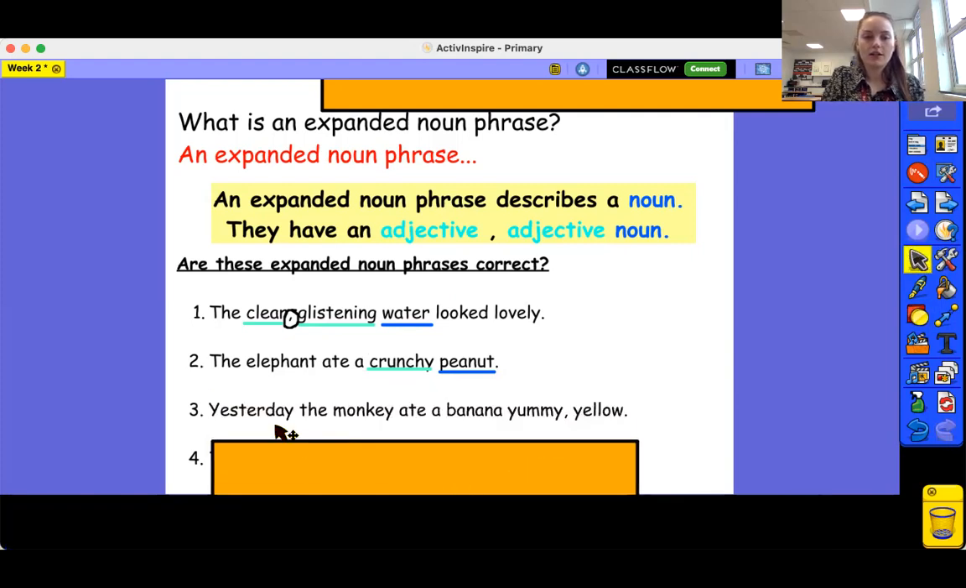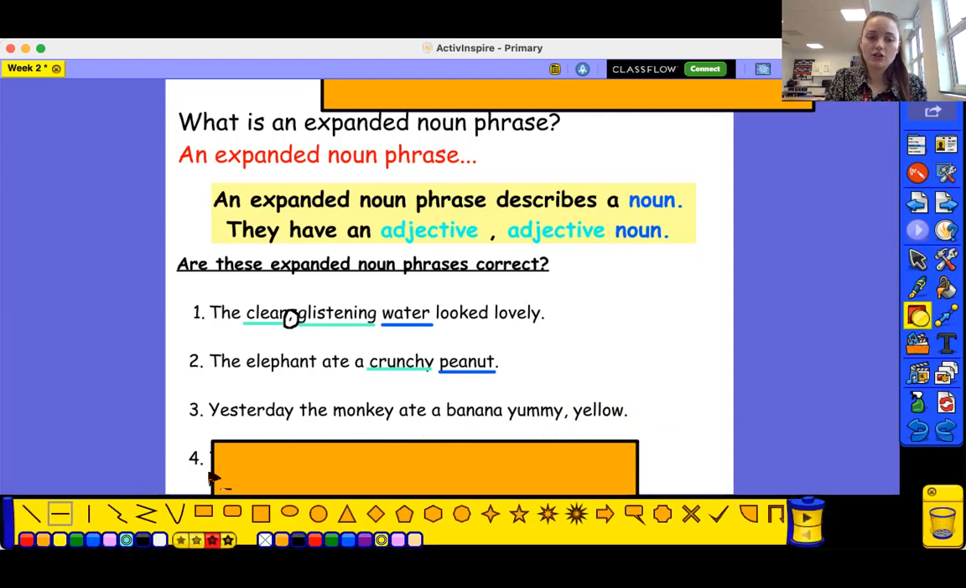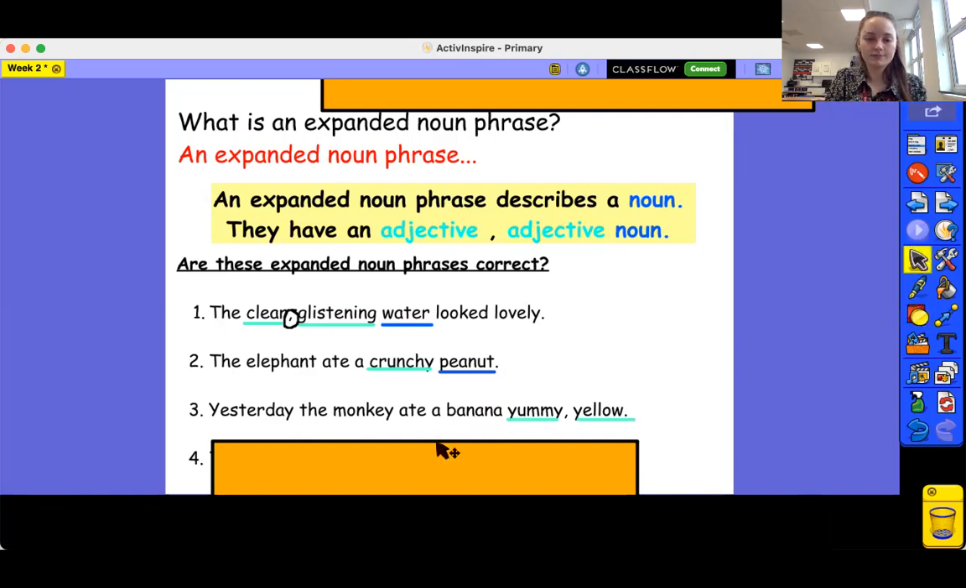Next sentence. Yesterday, the monkey ate a banana, yummy, yellow. Ooh. Yes, if you think it is, use an expanded noun phrase correctly, and no if you think it's not. Fantastic, it's not. This sentence doesn't make a lot of sense. It has got two adjectives, and they have been separated by a comma. However, the noun comes at the beginning instead of at the end where it's supposed to go.